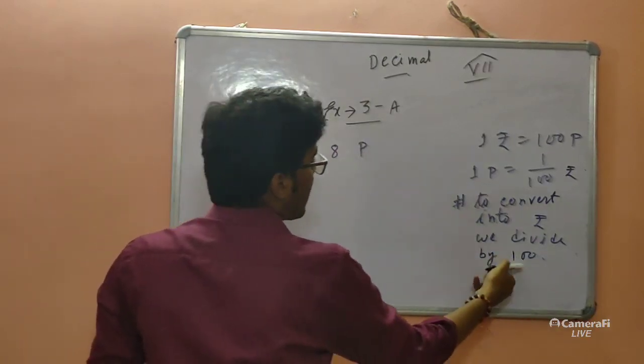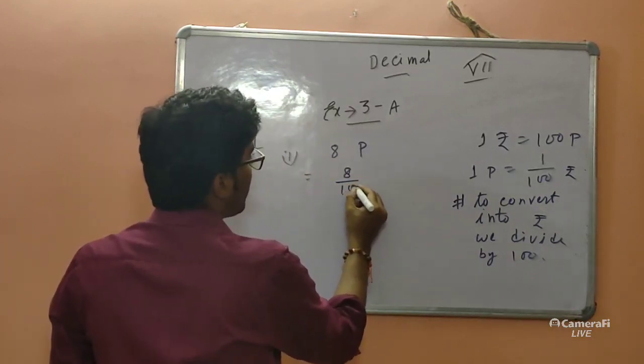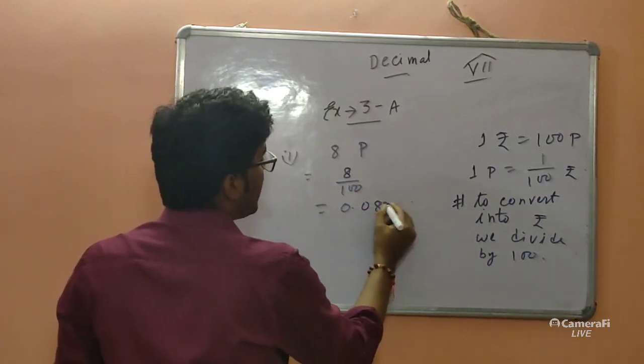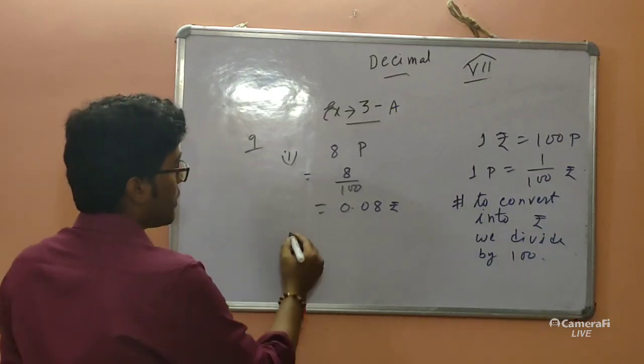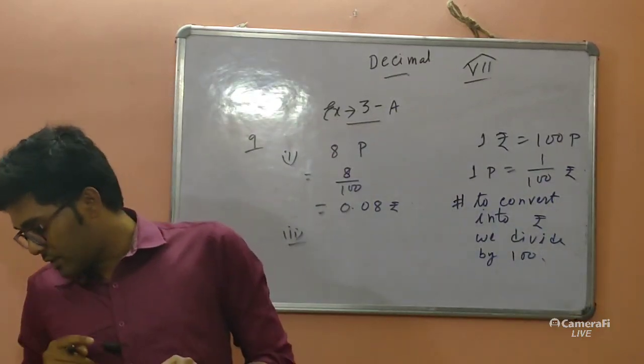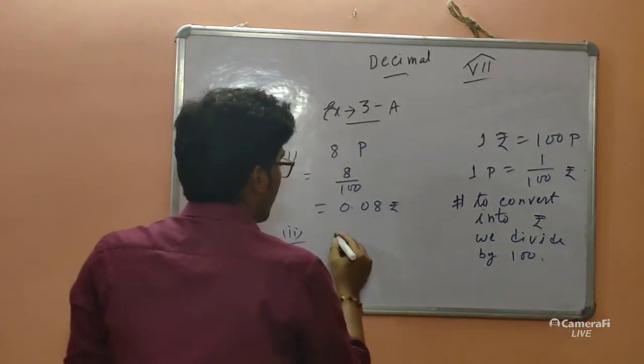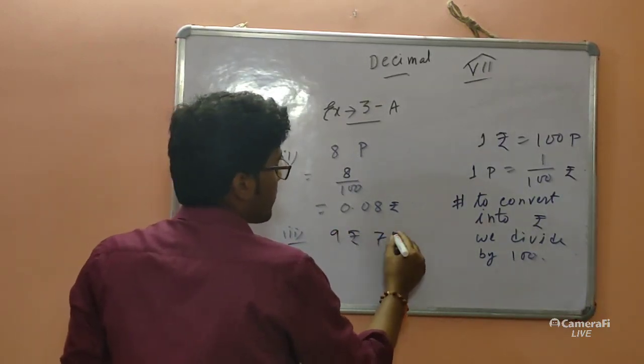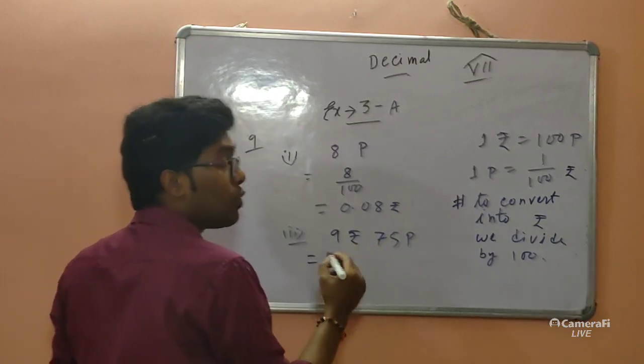Therefore we are dividing it by what? 100. So 8 by 100, so it will be what? 0.08 rupees. Okay, next we are going to use the same concept. It is given 9 rupees 75 paise. So 9 rupees 75 paise. At first convert them into paise.